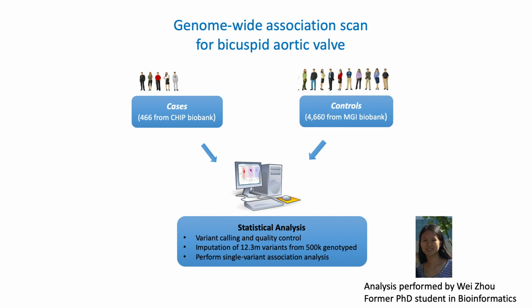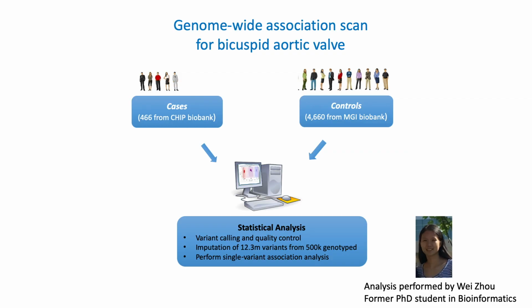Because this is more of a workshop, I'm focusing a little bit less on the scientific discoveries and a little bit more on the nuts and bolts of actually using MGI. So I'll race through the conclusions and move on to the issues that arose and how we dealt with them. Just a quick overview of the study design. We have 466 cases of bicuspid aortic valve, which doesn't seem like a lot, but again, this hasn't really been studied in large numbers before. And we selected controls from the MGI biobank. And Wei Zhou, who was a PhD student at the time and is now a postdoc at the Broad, performed all the association analysis.